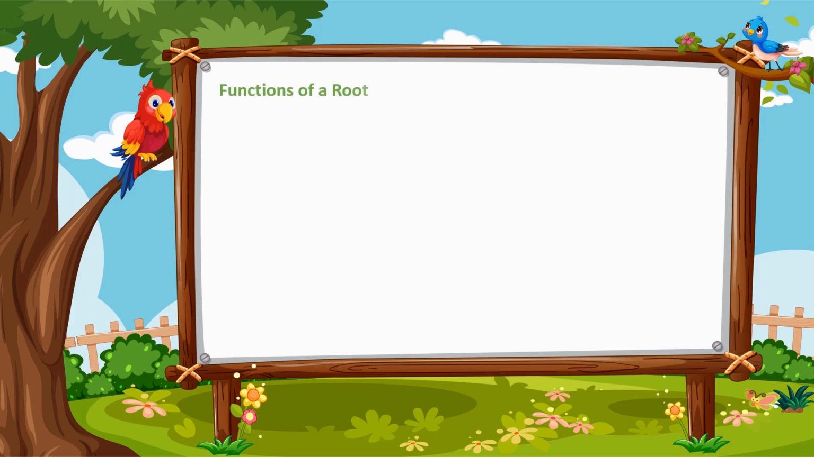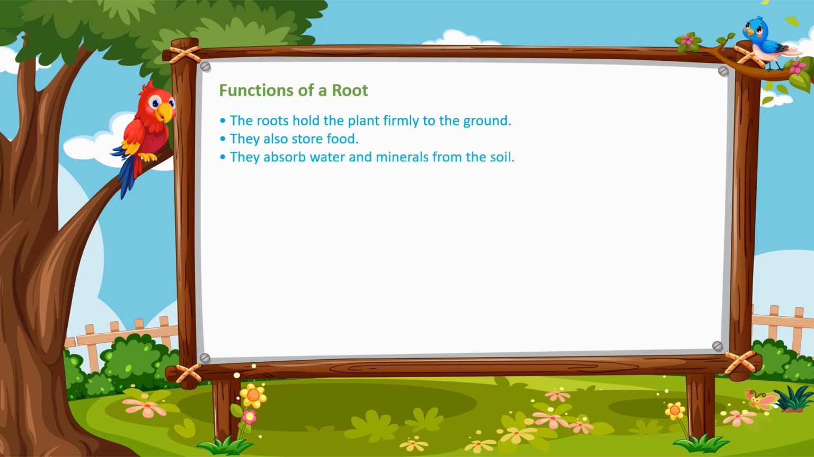Functions of a root. The roots hold the plant firmly to the ground. They also store food. They absorb water and minerals from the soil.